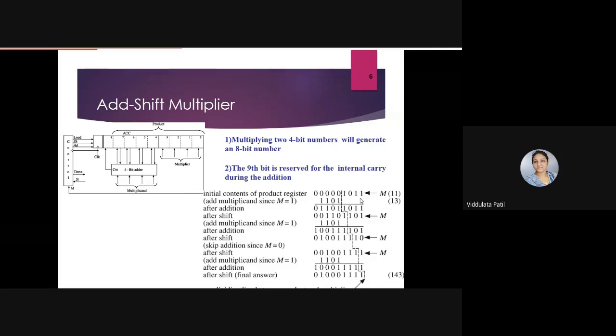In the accumulator, as the least significant bit is 1, we are going to add these contents. So this number 1101 will get added with the contents of this accumulator. The addition that you will get is 0 1 1 0 1 1 0 1 1. After that there will be a 1 bit shift to the right, so this number will get shifted by 1 bit. After shifting, you will get the result as 0 0 1 1 0 1 1 0 1.